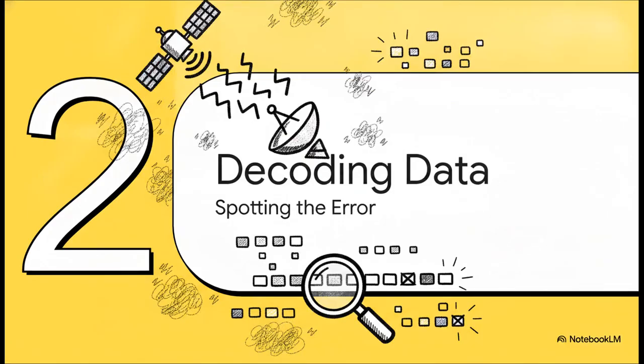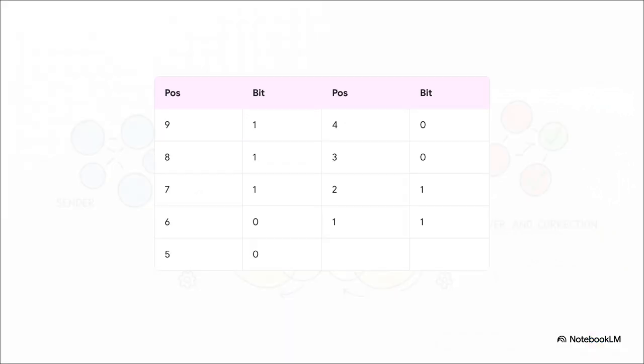Section 2. Decoding, spotting the error. Let's shift gears now to the receiving end and imagine some pesky noise has unfortunately corrupted our transmission on its way down. Take a look at this received sequence. One of our bits has somehow flipped to a 0. So when the receiver gets this data, it goes ahead and recalculates the even parity for those P positions using that exact same take and skip logic.